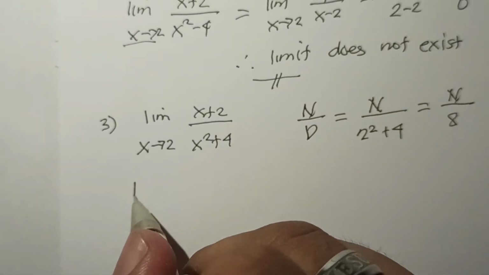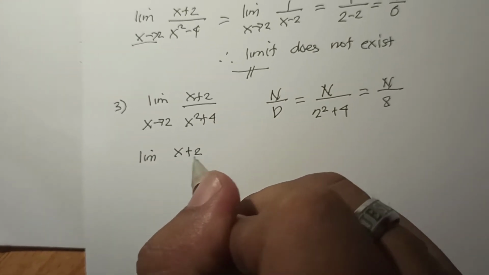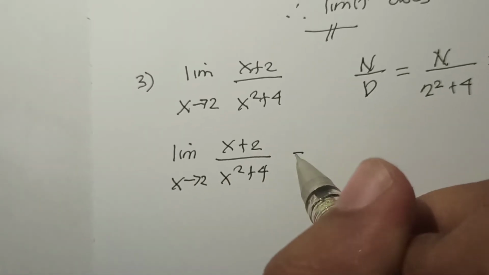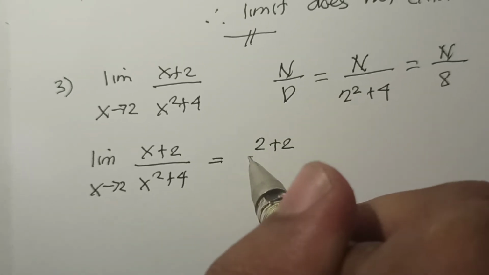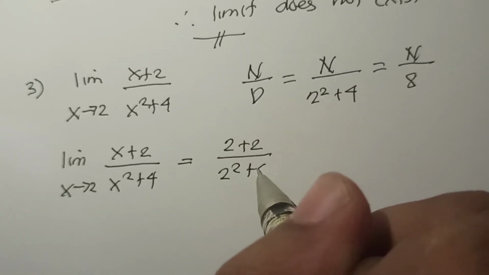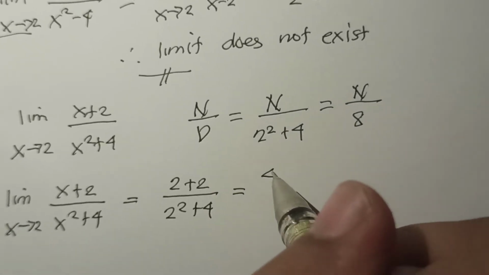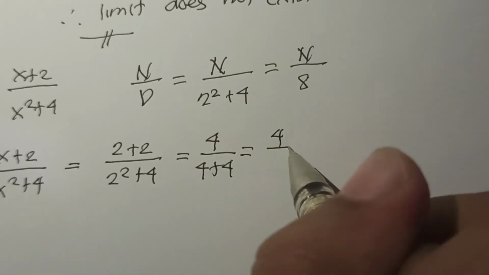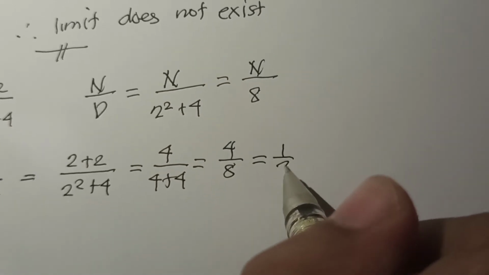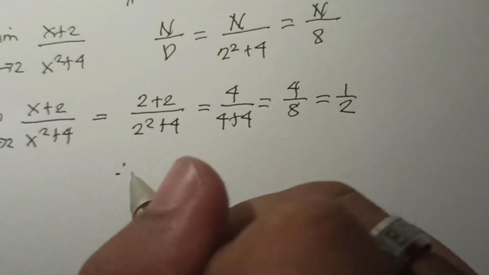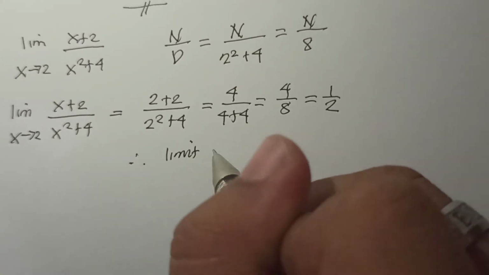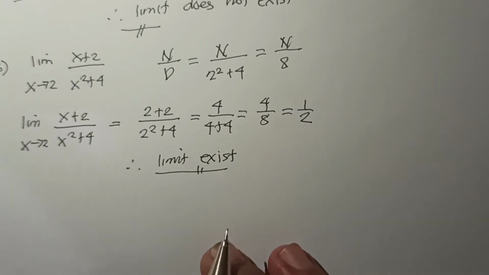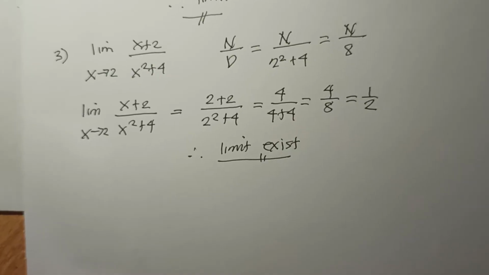So, in this case, we have the limit of x plus 2 over x squared plus 4 as x approaches 2. That is equal to 2 plus 2 over 2 squared plus 4. That is 4 over 4 plus 4, that is 4 over 8, that is equal to 1/2. So therefore, we could say the limit exists. Okay, so the limit exists in this case in number 3. So get at the point.